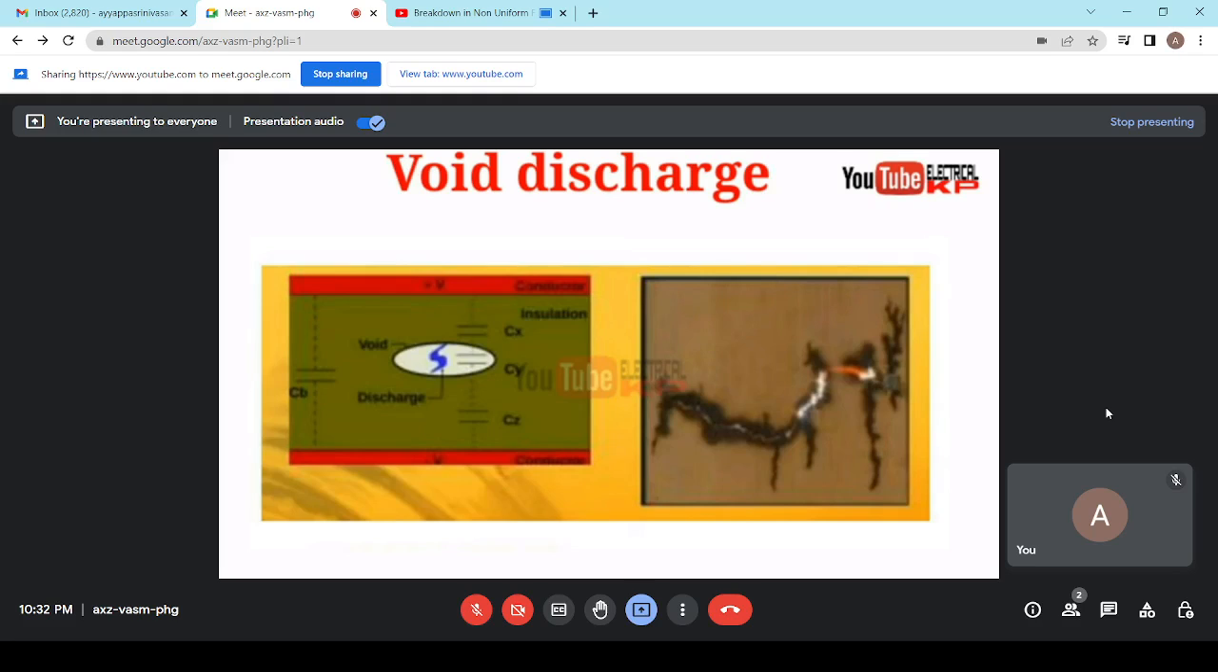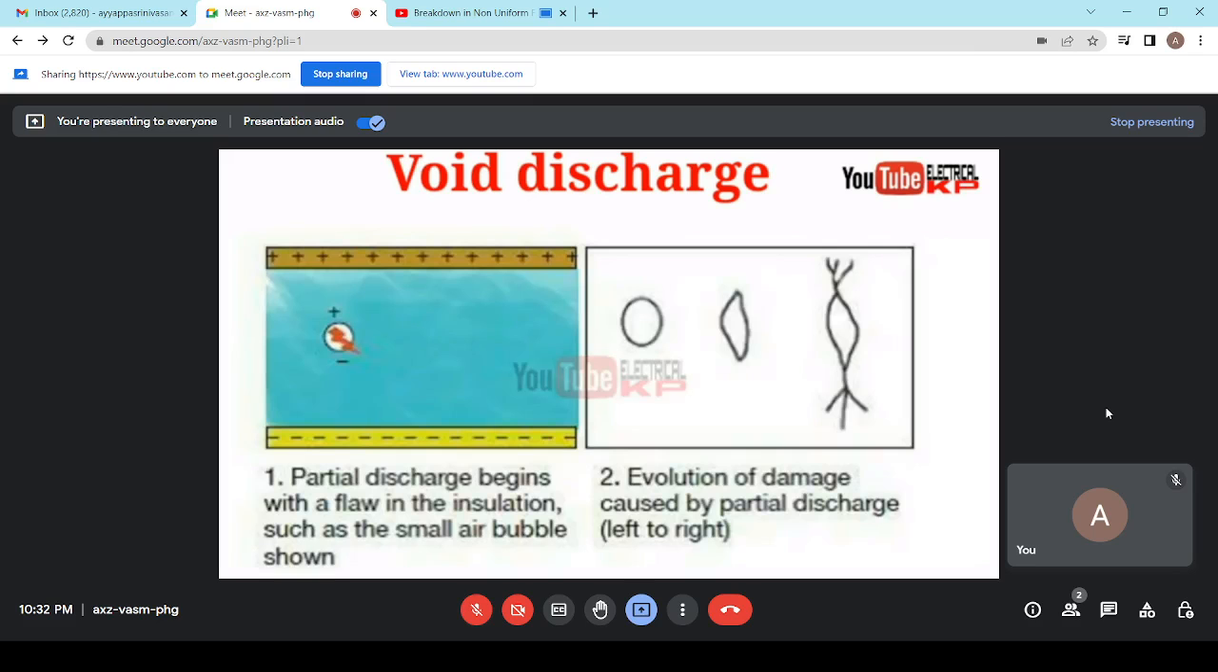As in these figures, partial discharge is shown. The partial discharge begins with a flaw in the insulation such as a small air bubble, and in this second figure the evolution of the damage caused by the partial discharge from left to right is shown.